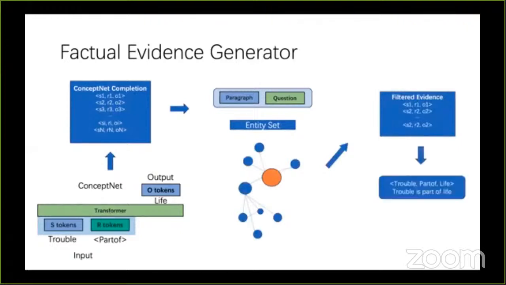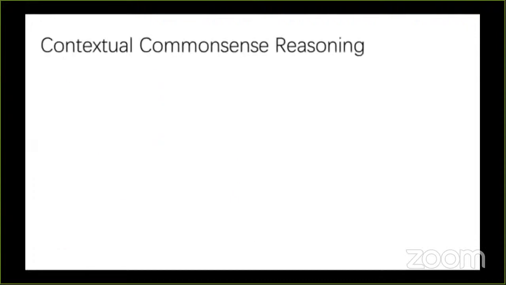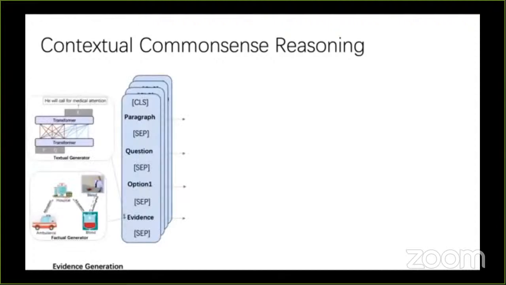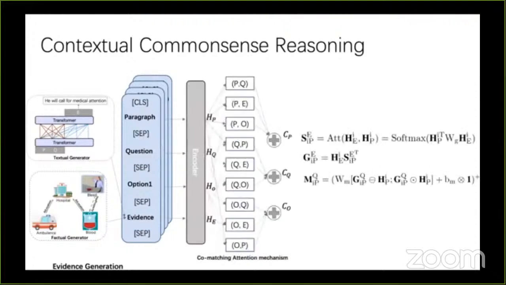Finally, we convert the filtered tuple into a natural language sentence as our fact evidence. After relevant fact reasoning evidence is generated, we combine the evidence with the given data and build a reasoning model to make a selector for the correct answer. We use RoBERTa as an intermediate component to generate hidden representations of paragraph, question, option, and evidence, and use attention between different components and inject the evidence into the model.